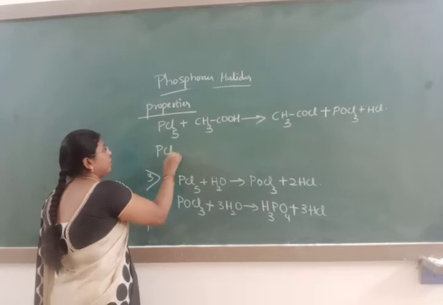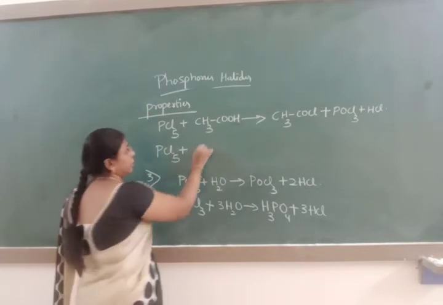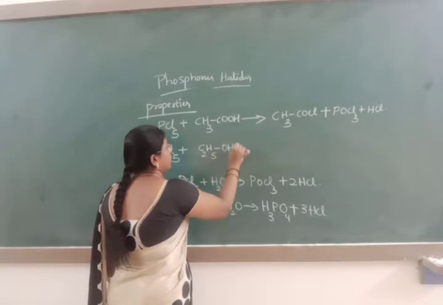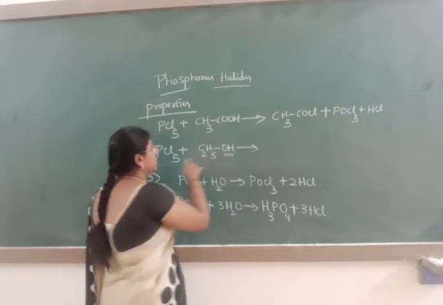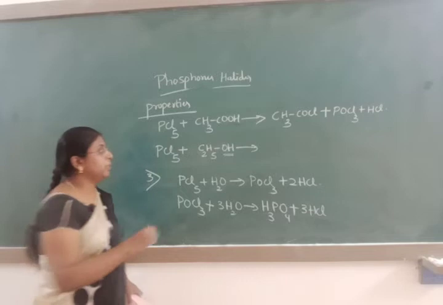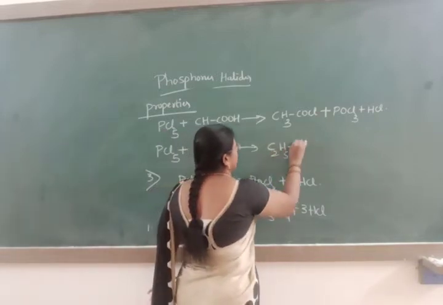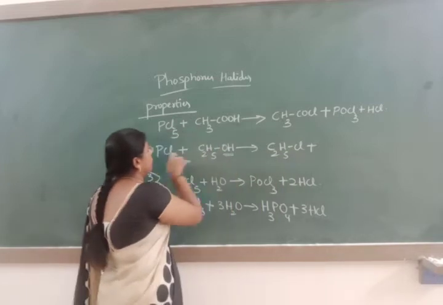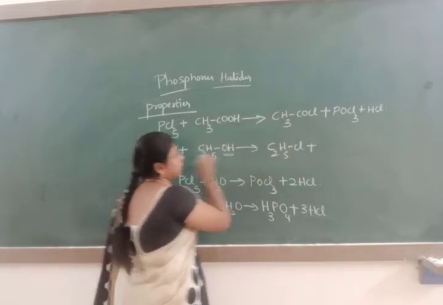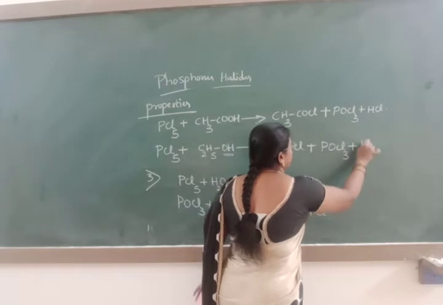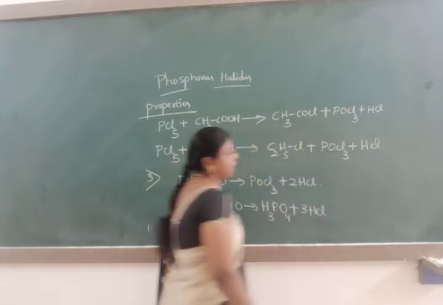PCl5 also reacts with ethyl alcohol. The OH group is replaced by Cl. It will form ethyl chloride. Along with that it will form POCl3, phosphoryl chloride, as well as HCl.